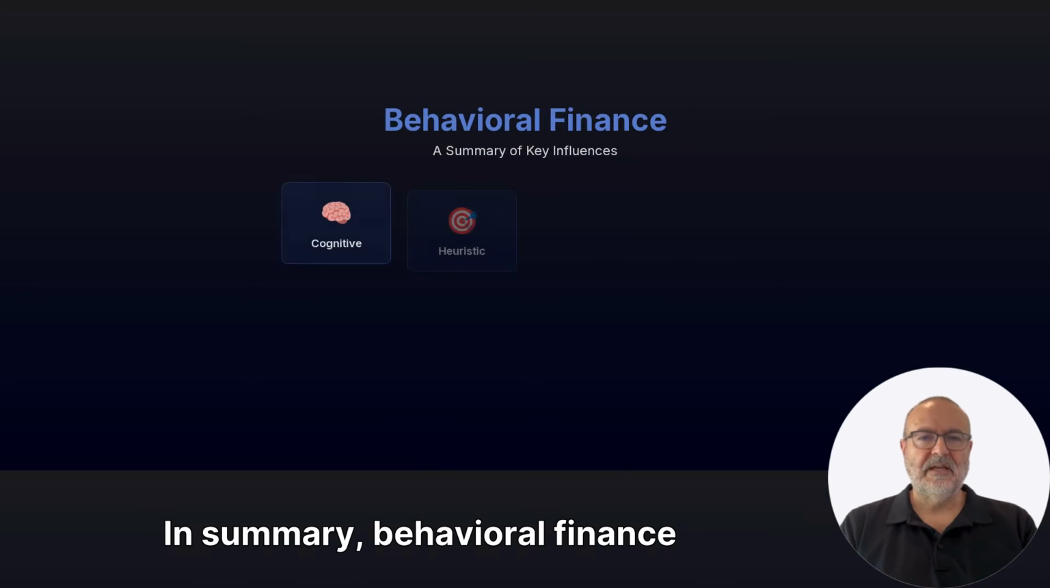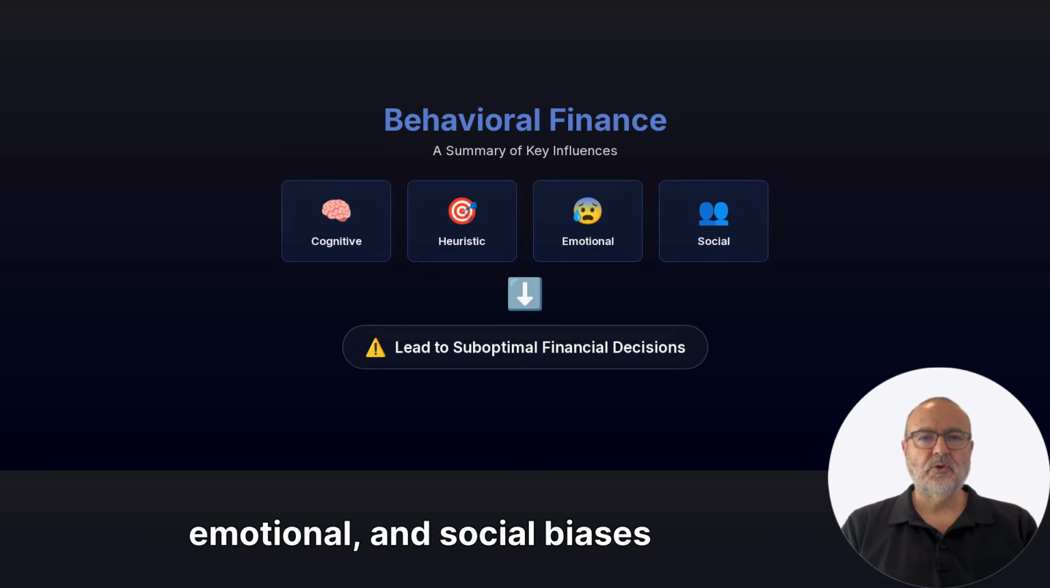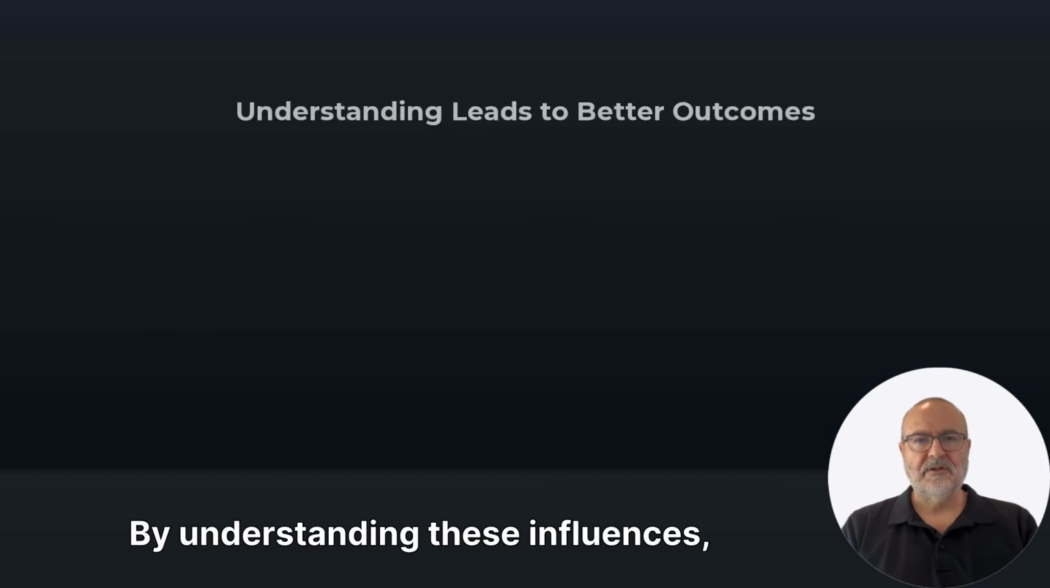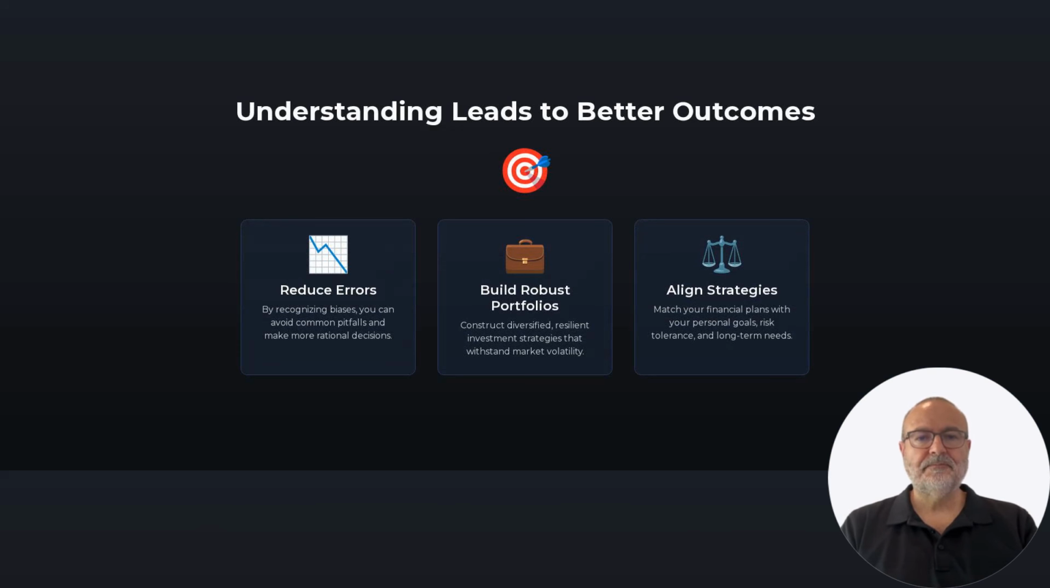In summary, behavioral finance explains how cognitive, heuristic, emotional, and social biases lead to suboptimal financial decisions. By understanding these influences, investors can reduce errors, build more robust portfolios, and align their financial strategies with both their financial and behavioral needs.